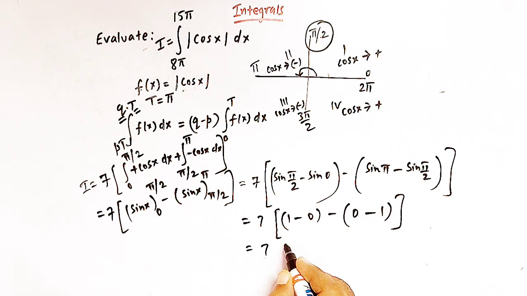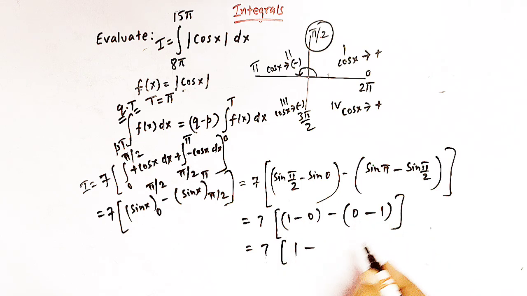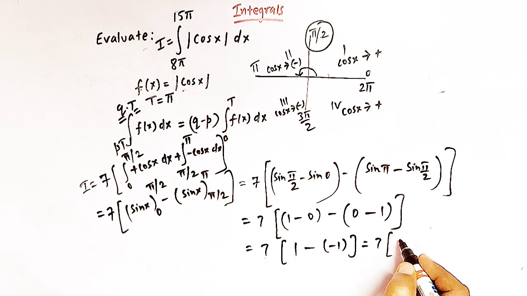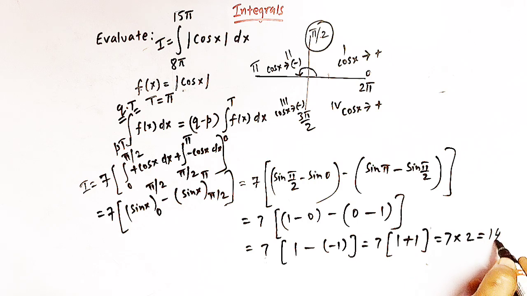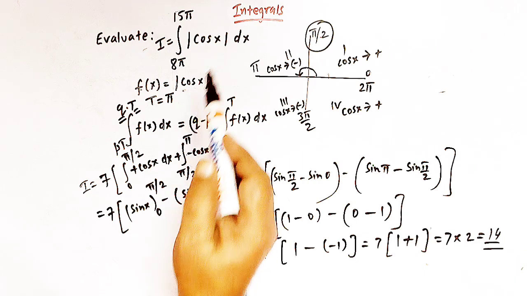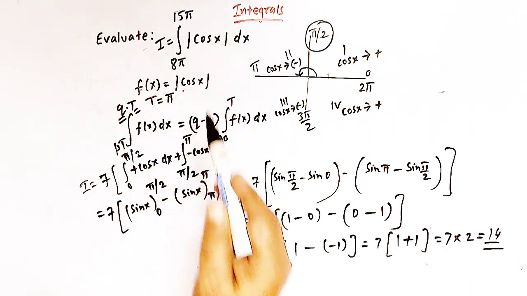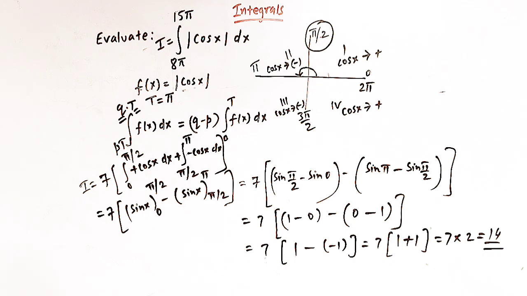So we have 7, then we have 1, 1 minus 0 is 1, 0 minus 1 is minus 1, so we have 7, this is 1 plus 1, that is 7 times 2, that is equal to 14, right? So the value of this integral is equal to 14.